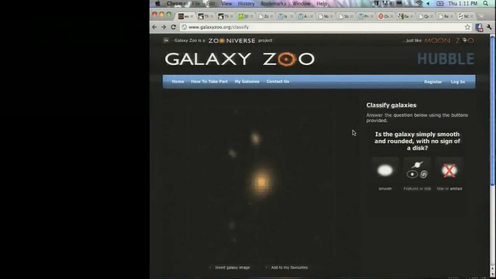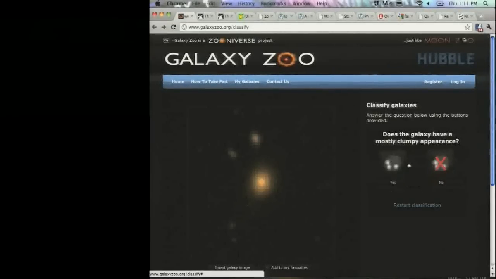Is this galaxy simply smooth and rounded with no sign of a disk? Or does it have features or a disk? Or do you think it's a star or some kind of weird image artifact? So does anybody want to venture an opinion? Yeah. You reckon it's got some features? So it's got some kind of structure. Okay.